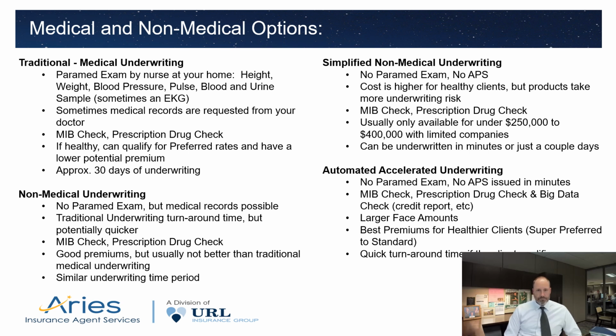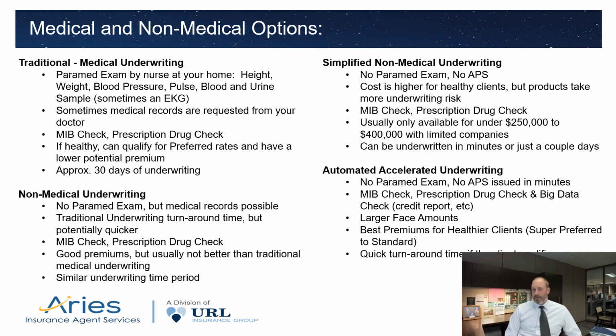of underwriting. Now, there's also non-medical underwriting, where no paramed exam is needed, but companies will still access medical records if they need them. It's still a traditional underwriting turnaround time, but can be potentially quicker because there's no need for the paramed examination. They're still doing the same Medical Information Bureau (MIB) check and prescription drug checks. Good premiums, but usually not better than traditional medical underwriting, with a similar underwriting turnaround time.